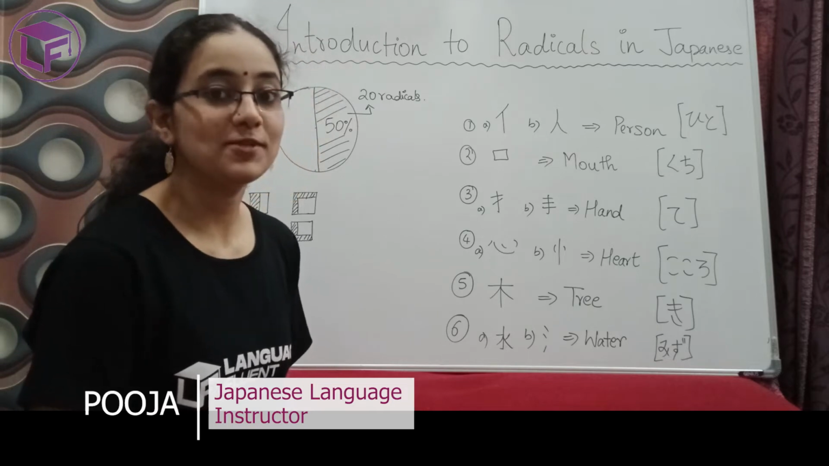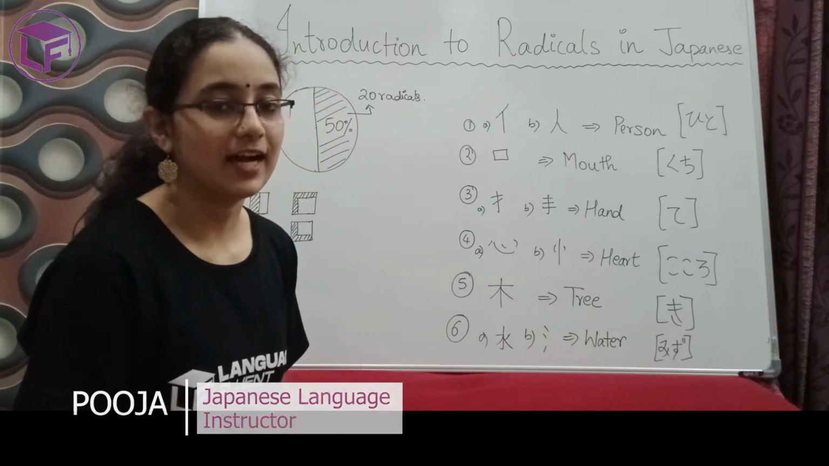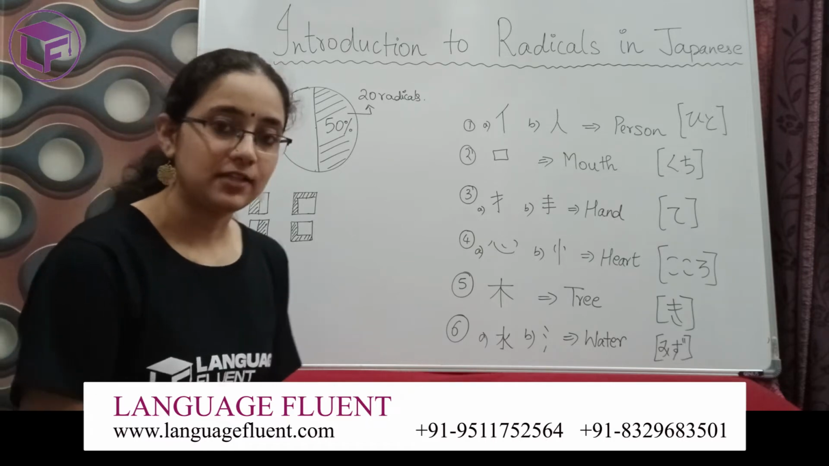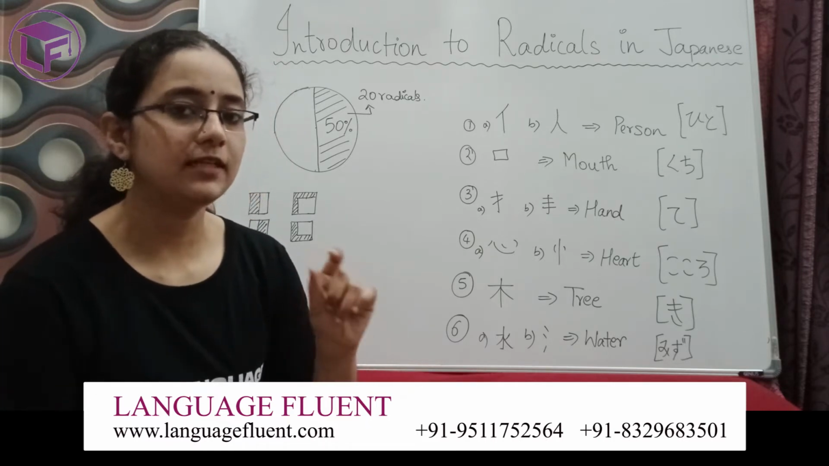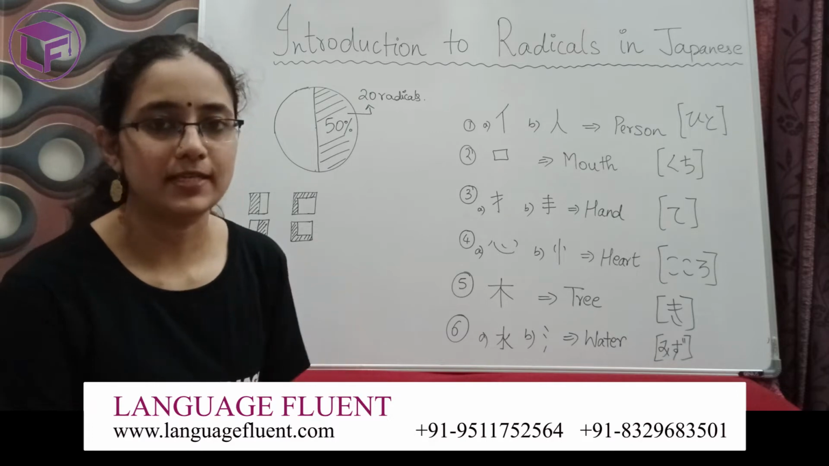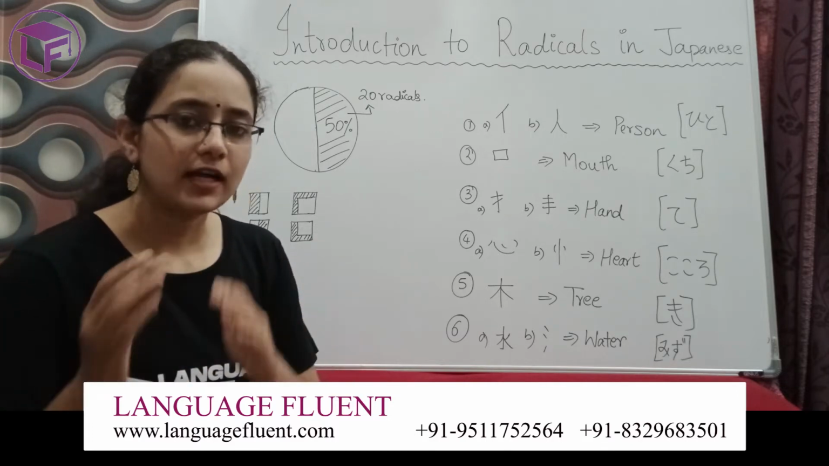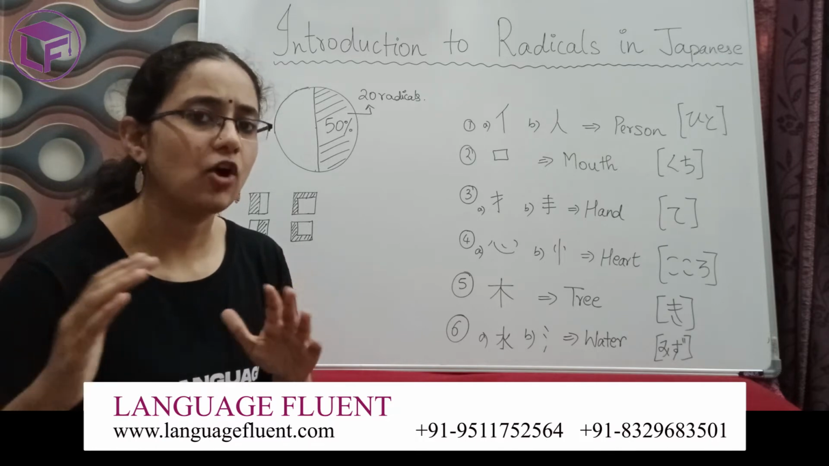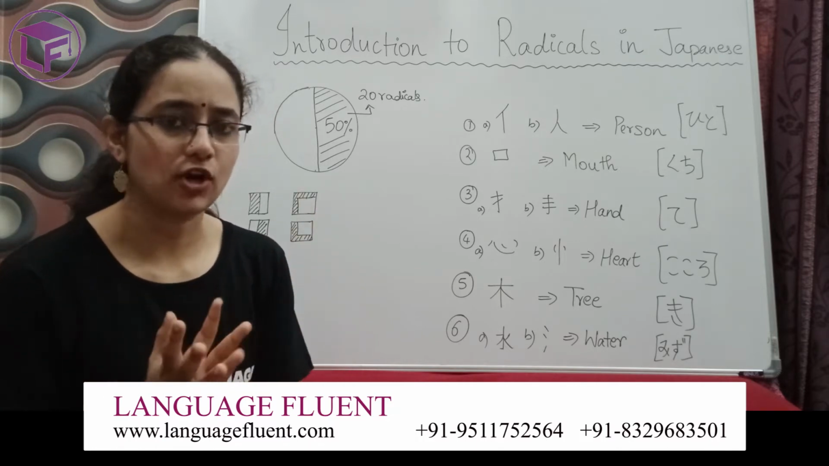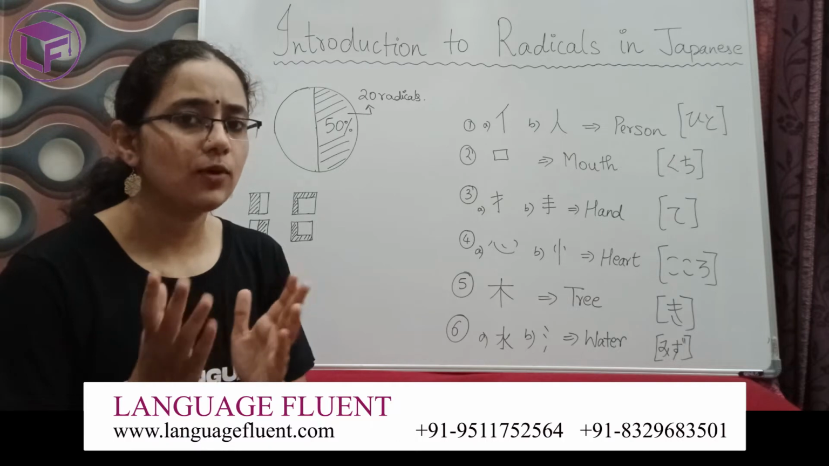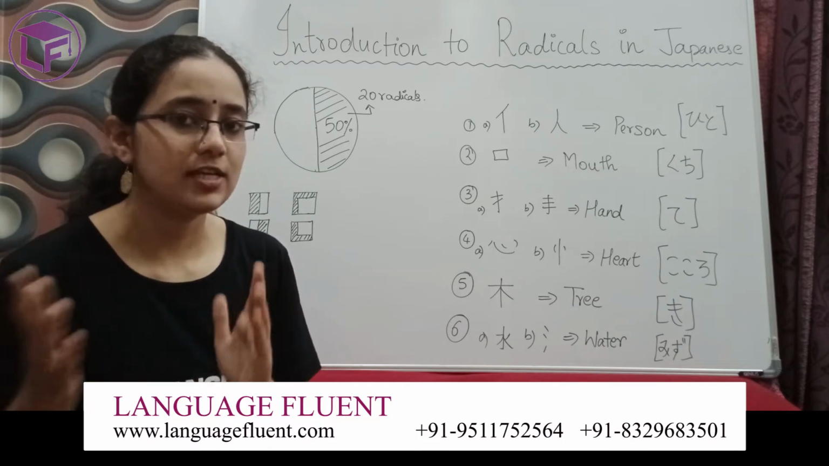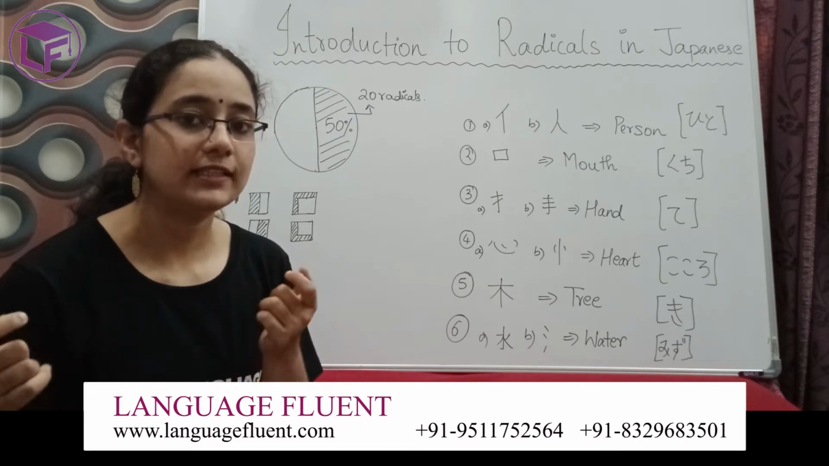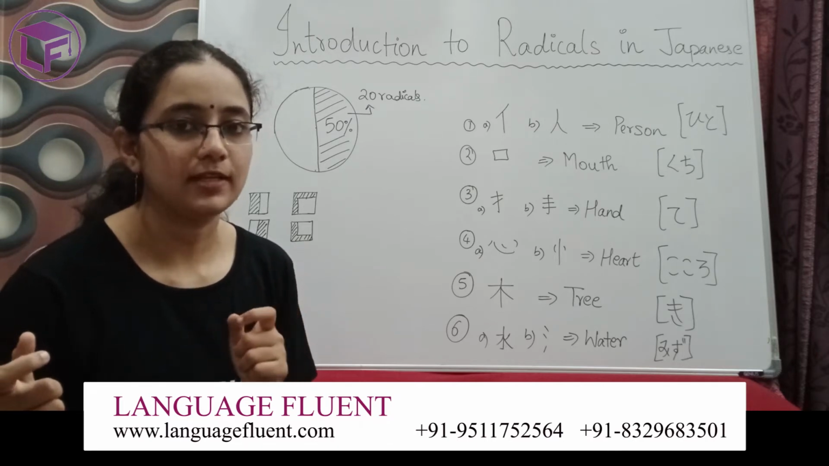Today I will be introducing you to the world of radicals in kanji. So let's start from the very basics. What is a radical? A radical is a building block of a kanji in Japanese. Every kanji in Japanese is made up of one or two radicals, a combination of radicals and things of that sort. Now, let's get to know what a kanji is. Kanji is a logographic representation of a particular thing or idea in Japanese.